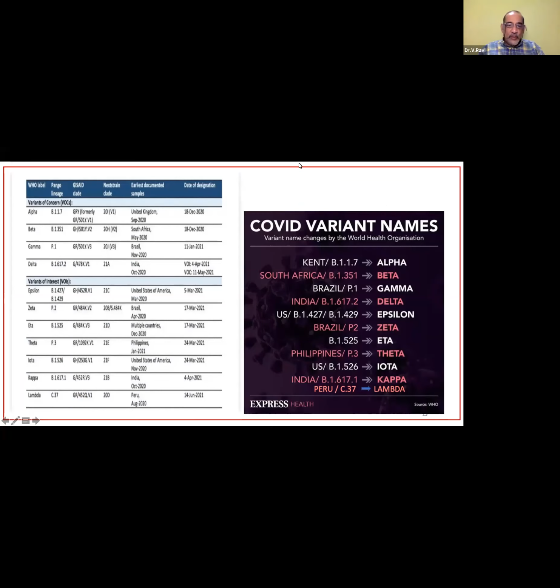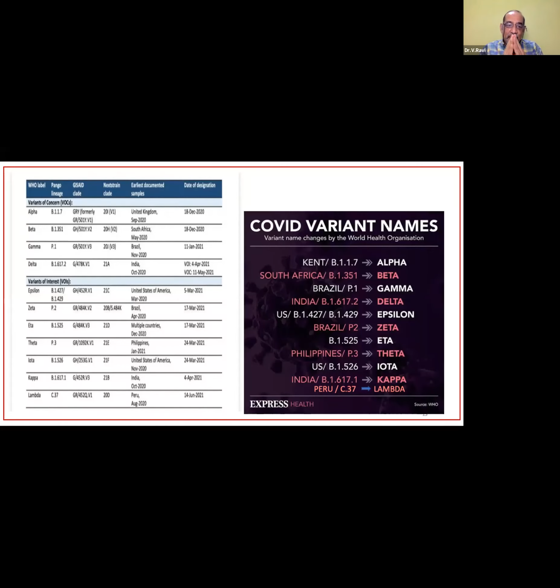Because of the confusion prevailing in the terminology of B.1.1.7, 351, P1, and so on, the WHO about 6 to 8 weeks back decided to give simple names, Greek alphabets: alpha, beta, gamma, and delta. These are variants of concern. That means there is evidence to say that they spread much more than the parent Wuhan virus.